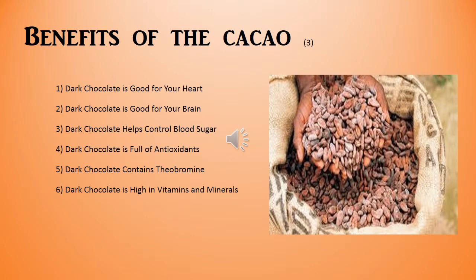As with everything we eat, we need to know the benefits for our health. The cacao contains a lot of benefits. The first benefit is that dark chocolate is good for your heart. Also, dark chocolate is good for your brain. It helps control blood sugar, it's full of antioxidants, contains theobromine, and is high in vitamins and minerals.